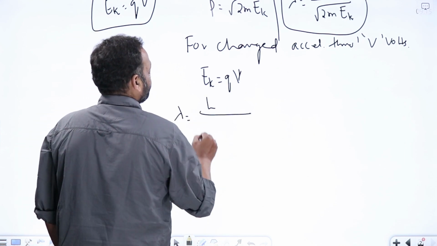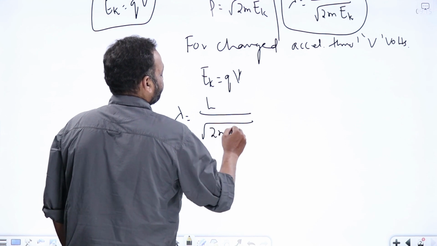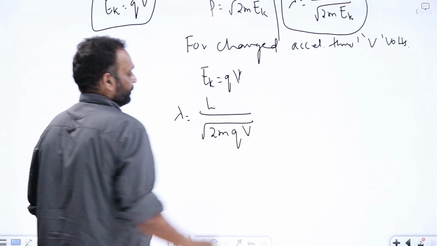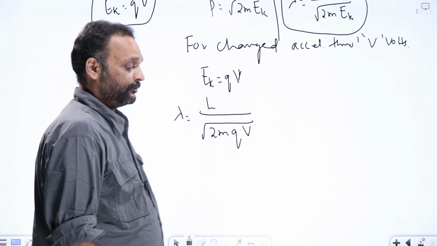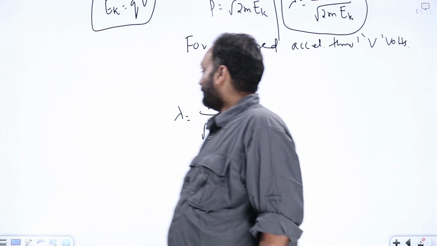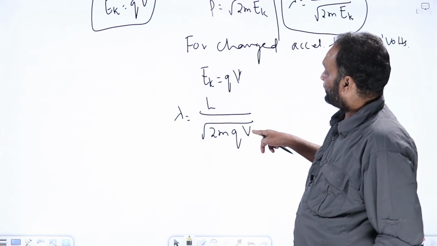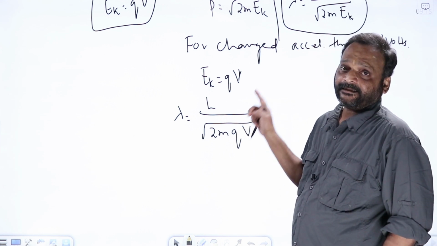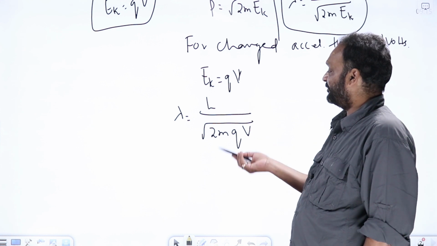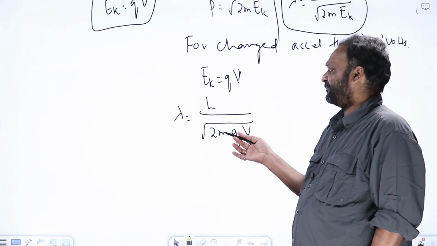Lambda equals h by root 2mqV, where m is the mass of the particle, q is the charge of the particle, and V is the potential difference through which the particle got accelerated. The value of h is known, so now we can substitute.